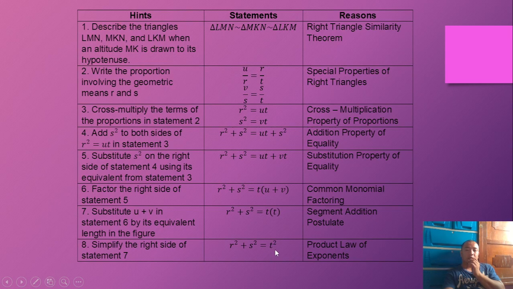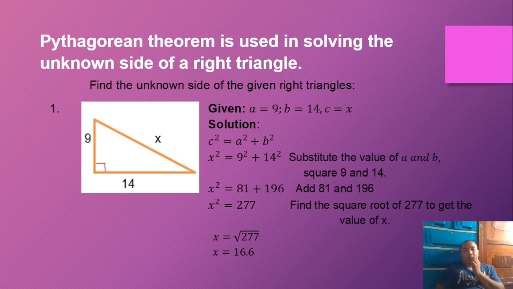So T times T is equal to T squared by the product law of exponents. So from here we have proven that the square of the hypotenuse is equal to the sum of the squares of the legs, which is what we call the Pythagorean Theorem. A very useful theorem in mathematics, also in science. The Pythagorean Theorem is used in solving the unknown side of a right triangle.